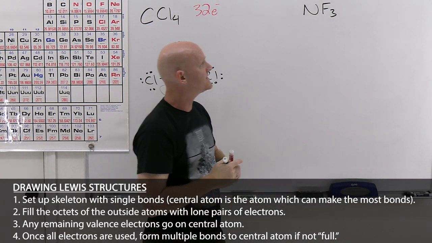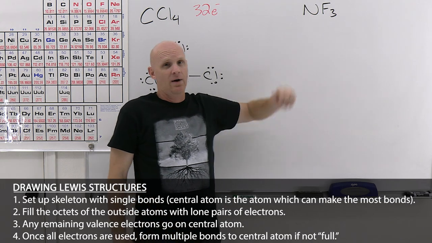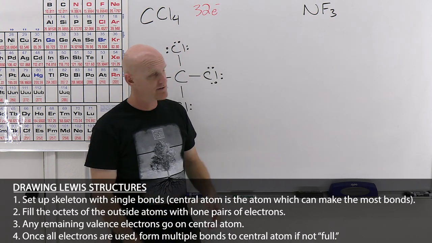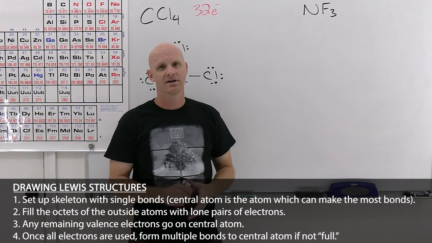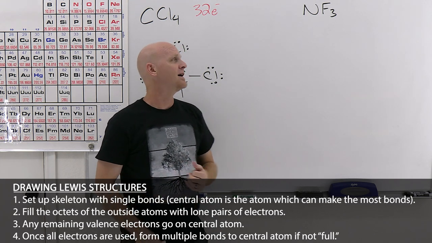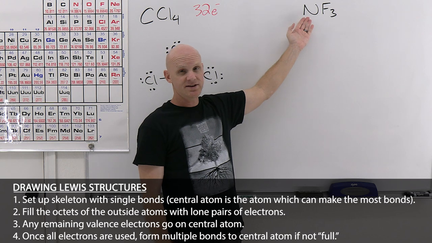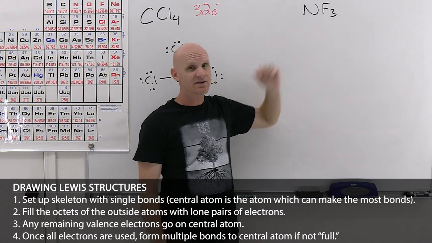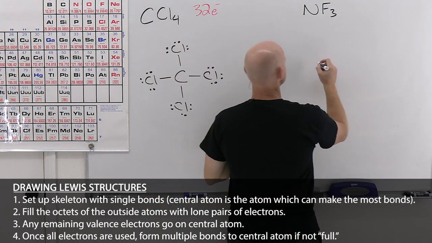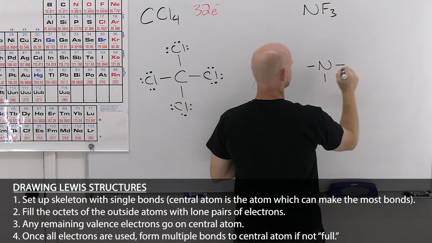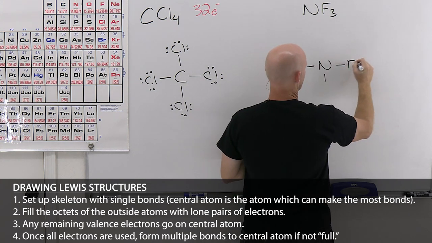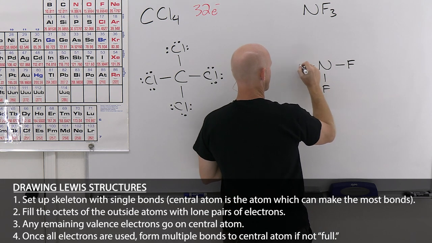So the next one we're going to take a look at is NF3. I will also tell you that normally you're going to find that the first element is the one that's less electronegative and is usually the one that goes in the middle. In this case, that's definitely the case as well. Notice nitrogen is definitely less electronegative than fluorine, so we'll put the nitrogen in the middle. And in any 3 of the 4 directions, we draw the fluorines. I could have put one of them up. I just randomly chose to go left, right, and down. My choice.